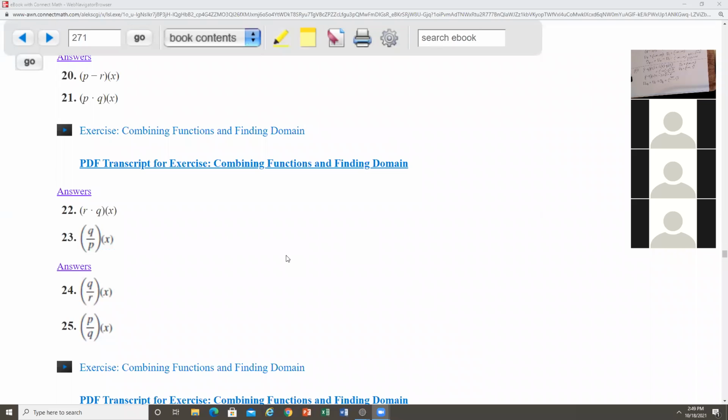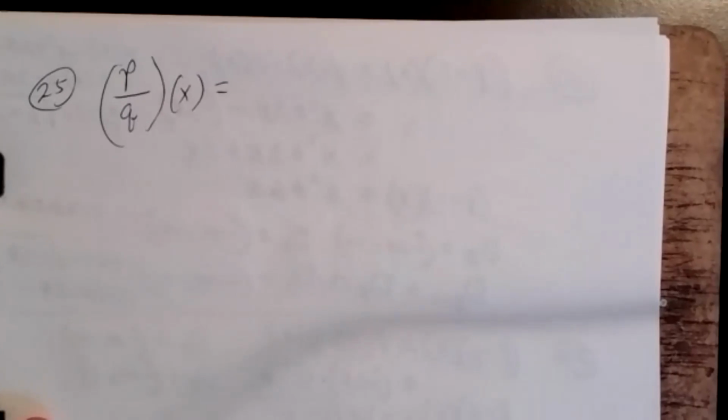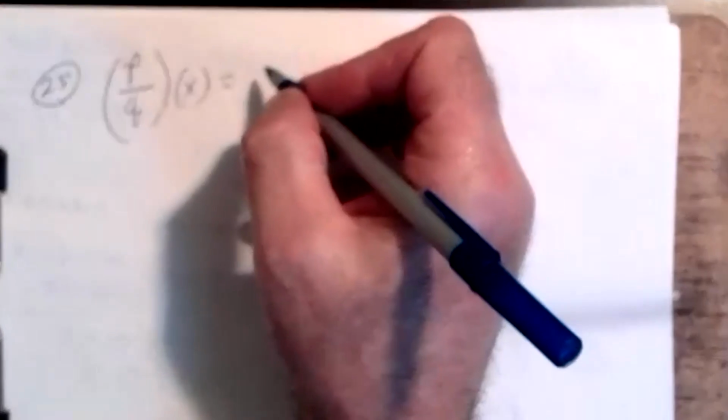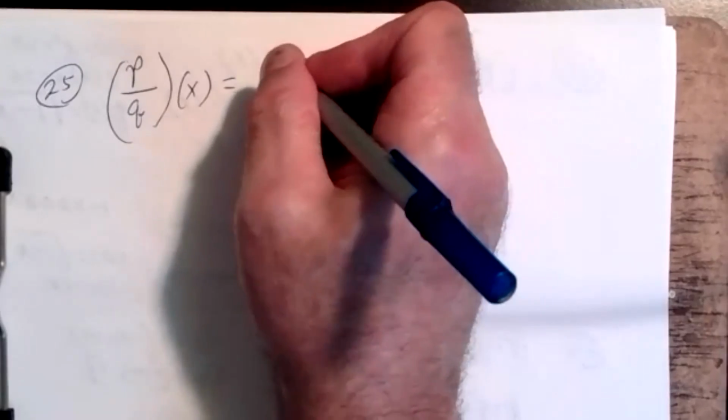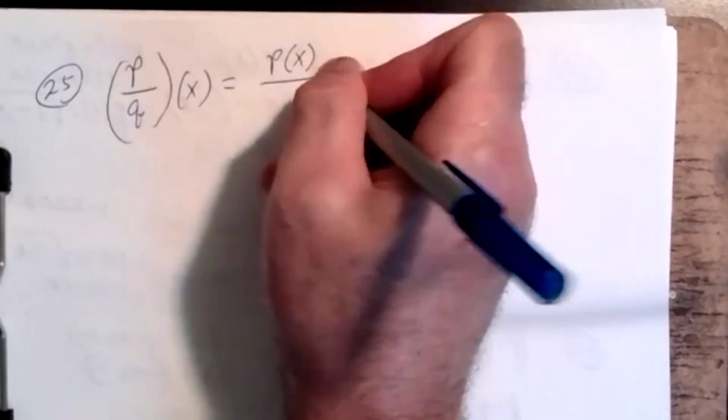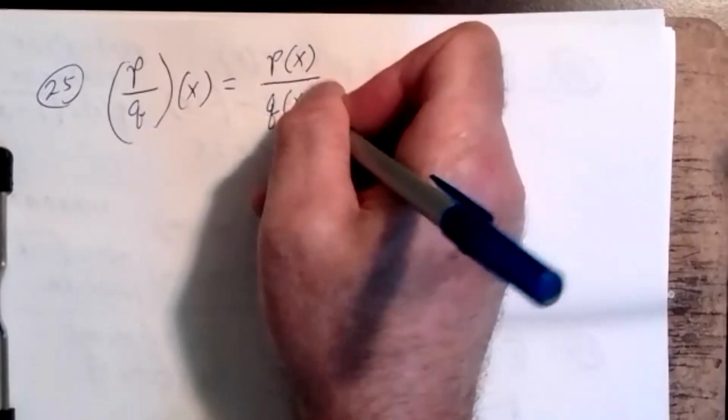All right. Well, let's try another one here. Let's try to form the function P over Q of X, number 25. And again, we're going to assume the functions have the same definition as they do for all the other ones here. So for 25, we're going to try to form this quotient function P over Q of X. And ladies and gentlemen, how do we form this function? Well, this quotient function P over Q of X is going to be formed by taking the output of function P, which is P of X, and dividing it by the output of function Q, which is Q of X.